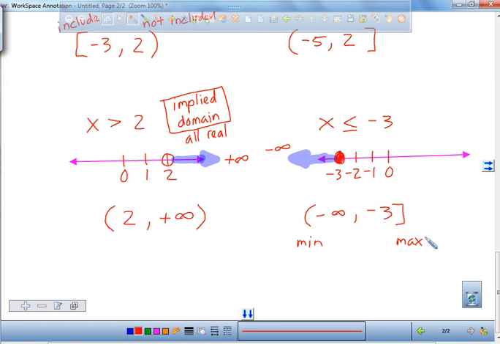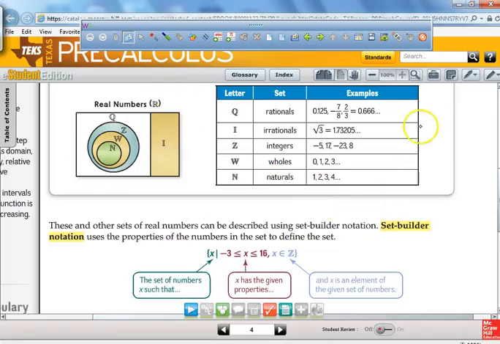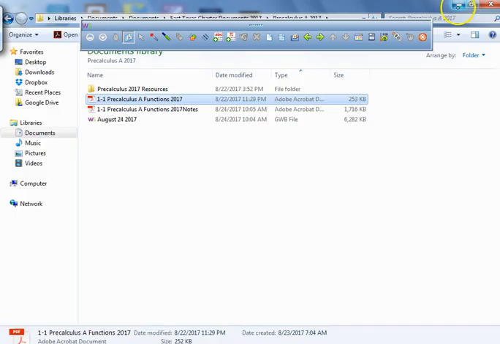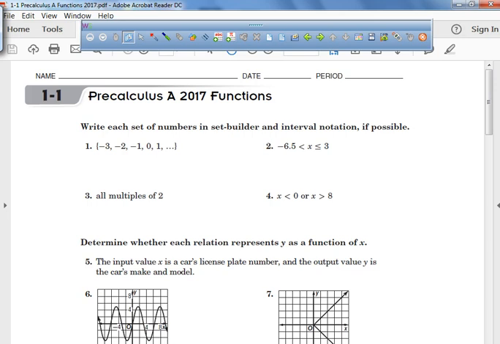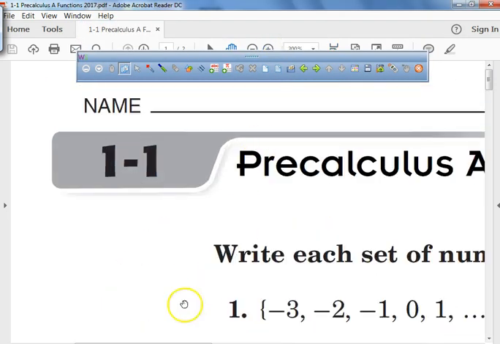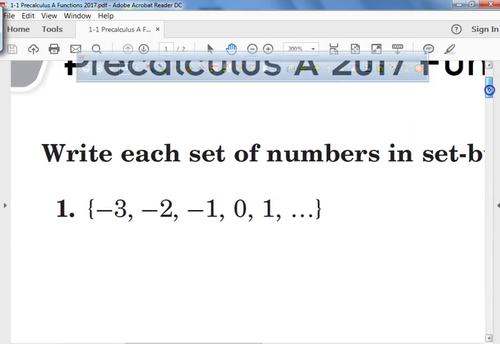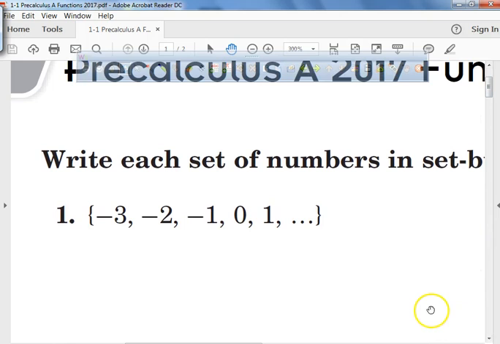Let's go ahead right now and see if you guys can do number 1. Look at problem number 1 and see if you can do it in set builder notation and interval notation. So zoom in on problem number 1, and I want you guys to look at these numbers and see where it starts and where it's going to and what type of numbers are being graphed.